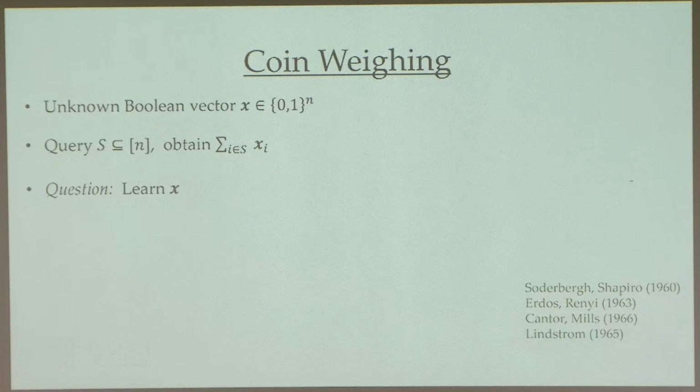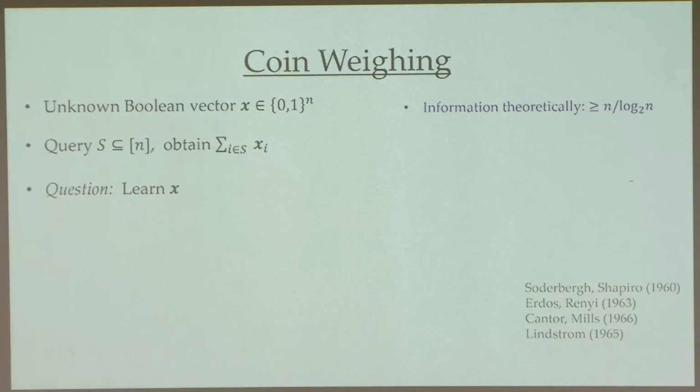And if you think about it again, information theoretically, you will need at least n over log n, log base 2 n, queries, because there are n bits of uncertainty in X, and each query is giving you at most log n bits. So just as a show of hands, how many of you have seen this problem before, and what can be done?